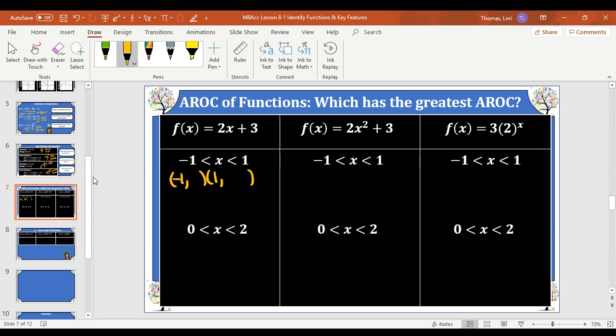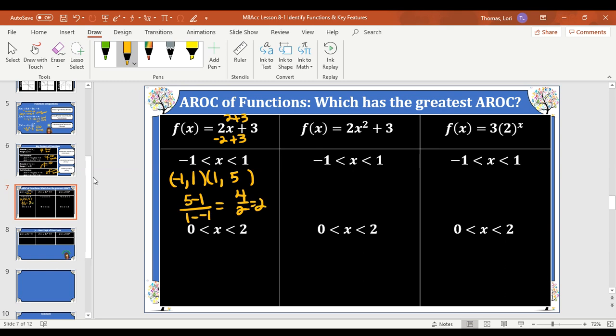So now we're just going to plug in -1. And so we say 2 times -1 is -2. And then we have +3. So that's going to give me 1. And then when I put in 1, I'm going to say 2 times 1, and then +3, that's going to give me 5. So average rate of change is y2 minus y1 over x2 minus x1, and that gives us 4/2, which is 2.